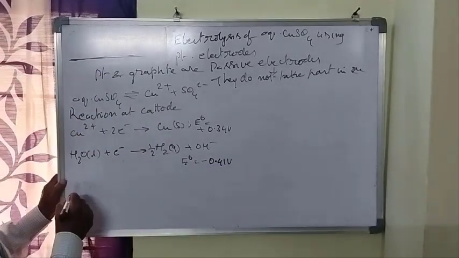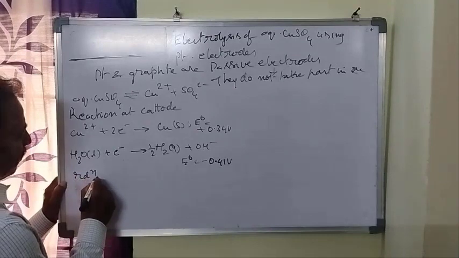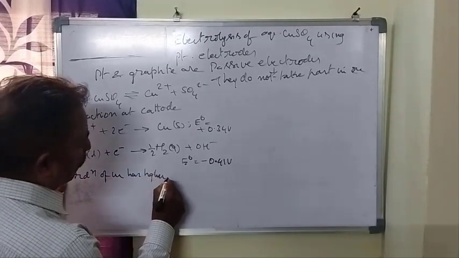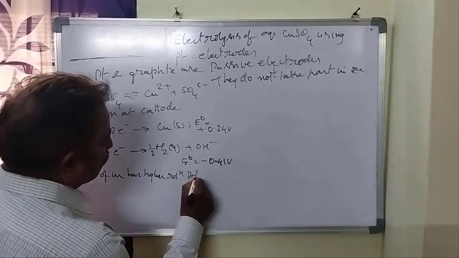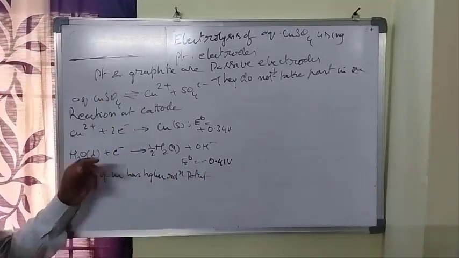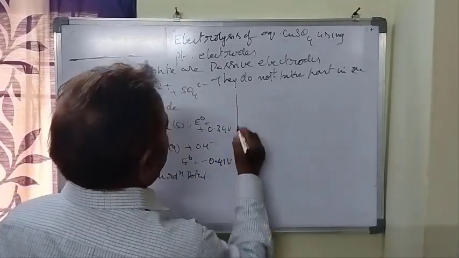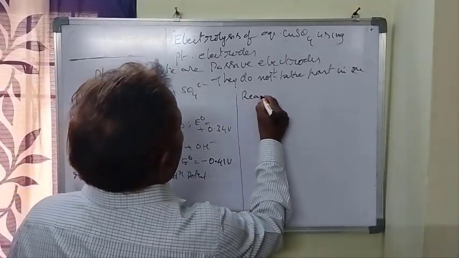So, here reduction of copper has the higher reduction potential, therefore preferably copper reduces at the cathode. On the other hand, reaction at the anode.